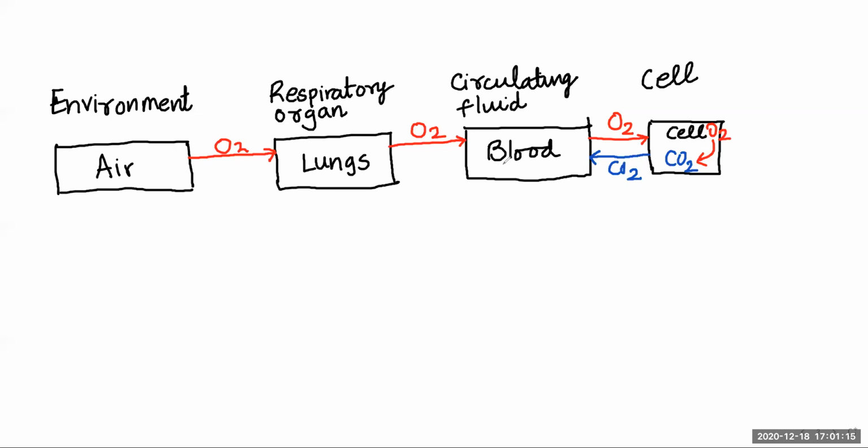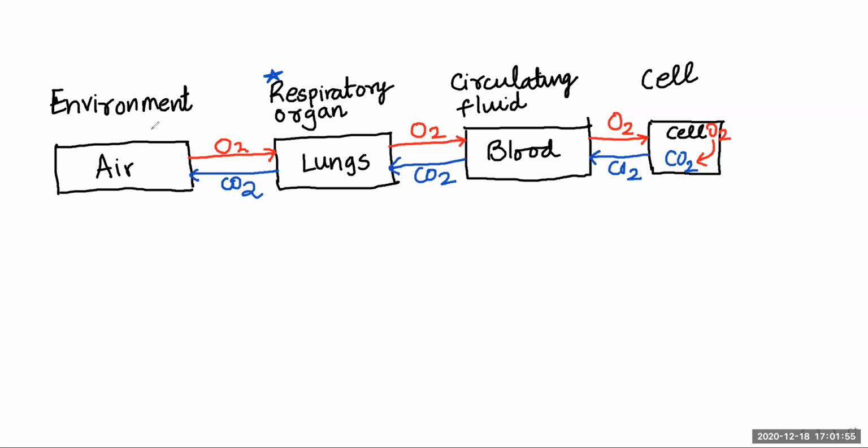The carbon dioxide from the cell will be given back to the blood. The blood will give carbon dioxide to the lungs. The lungs will give carbon dioxide back to air. Right? So this is what happens in animals. Animals have a specialized respiratory organ. Now suppose this environment was water, okay? Then the respiratory organs would have been gills, and everything else would remain the same.